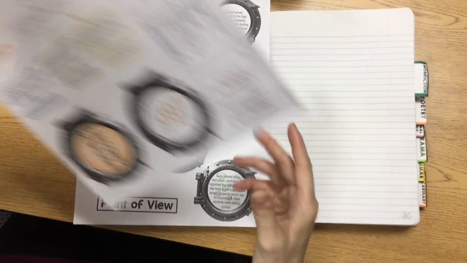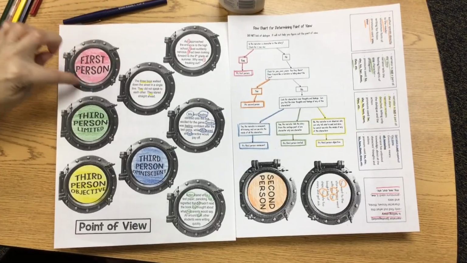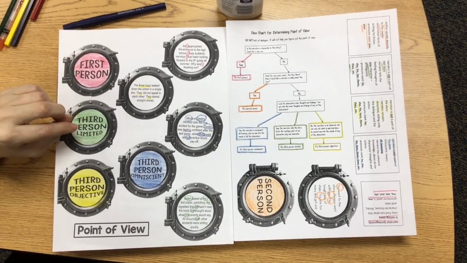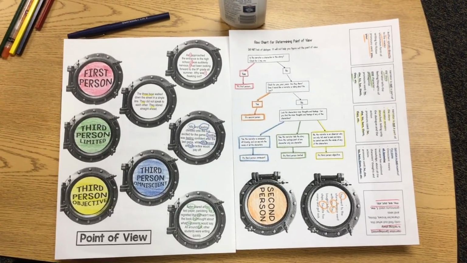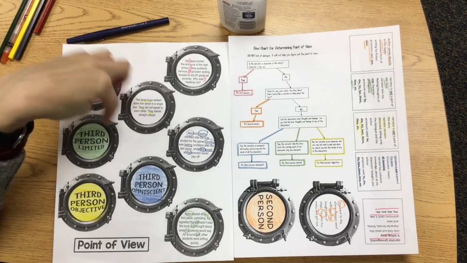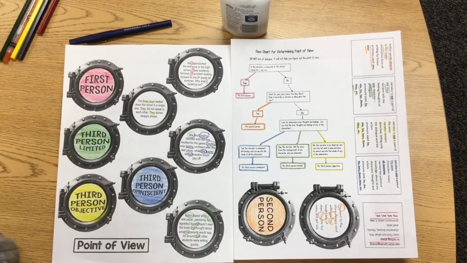These are actually supposed to look like little porthole windows on a ship, because on a ship, this is the view you would look out to see the ocean. So the visual of viewing through this goes with point of view.